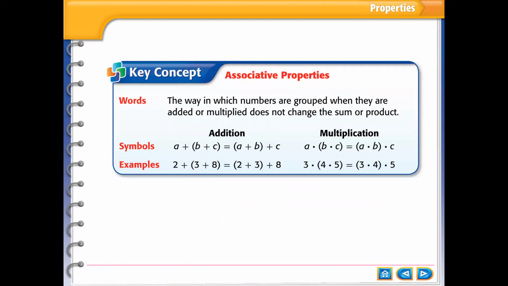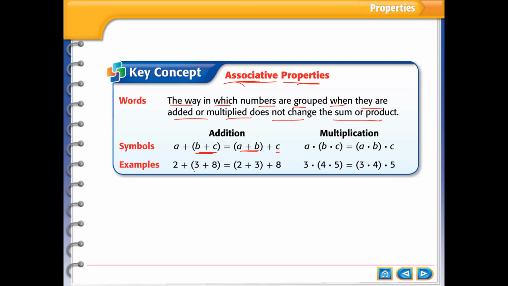Now associative property, it says the way in which numbers are grouped when they are added or multiplied does not change the sum or product. It means the way we are grouping the numbers. For example, here I have grouped B with C, then I have added A. But on this side I have grouped A and B, then I have added them with C. But doing this, the answer will not change.